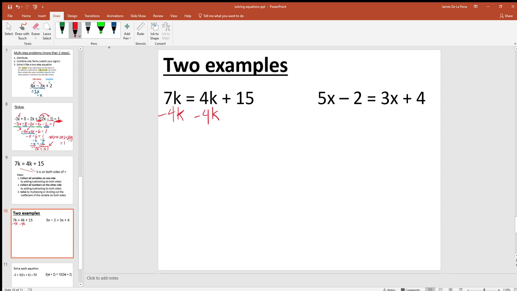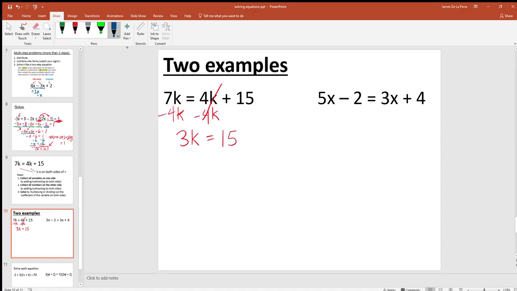So on the left, we end up getting 7k minus 4k, which combines 7 minus 4 gives us 3. So we have 3k equals, this k got canceled, we don't have to write it on the right side anymore, but we do still have the positive 15 here, so that drops into place. So it ends up being 3k equals 15.